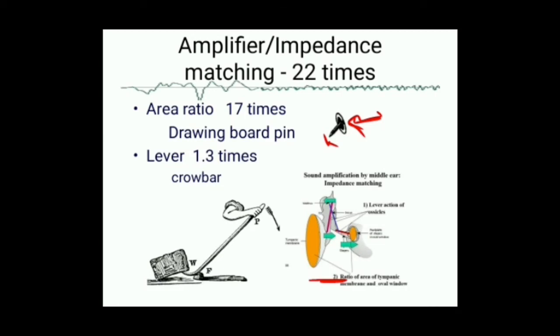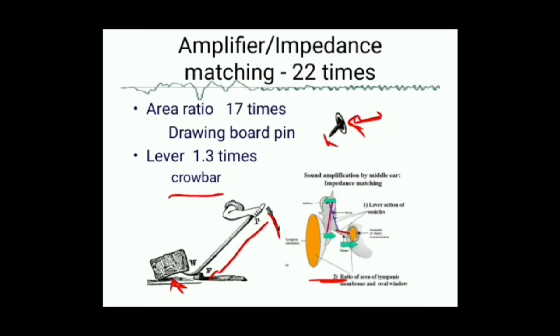And if you also see, the handle of the malleus is about 1.3 times longer than the long process of the incus. So this is of advantage. For example, you can imagine lifting a stone with a crowbar. So here you have the long side of the lever and here you have the short side of the lever. If you apply even a small force over the long side of the lever, a greater force will be applied over the short side of the lever to lift the stone.